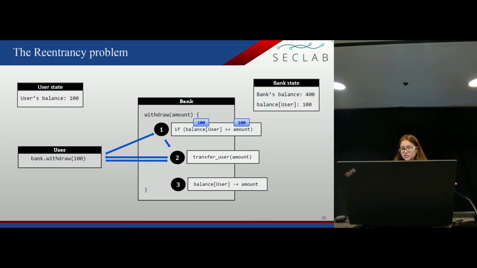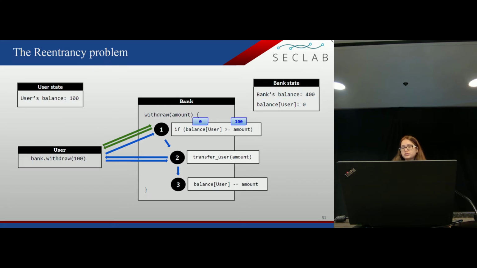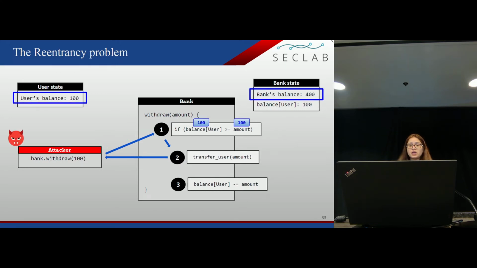After the transfer call returns, the bank will finally update the account balance of the user, which is now 0. So at this moment, if the user wants to withdraw, say, more amount from the bank, it won't, because the bank will check that the account balance of the user is already 0, and therefore it won't be able to withdraw any more amount. So this is an example of non-reentrant execution, and the final contract state is exactly what we expect. The bank contract is vulnerable to a reentrancy attack.